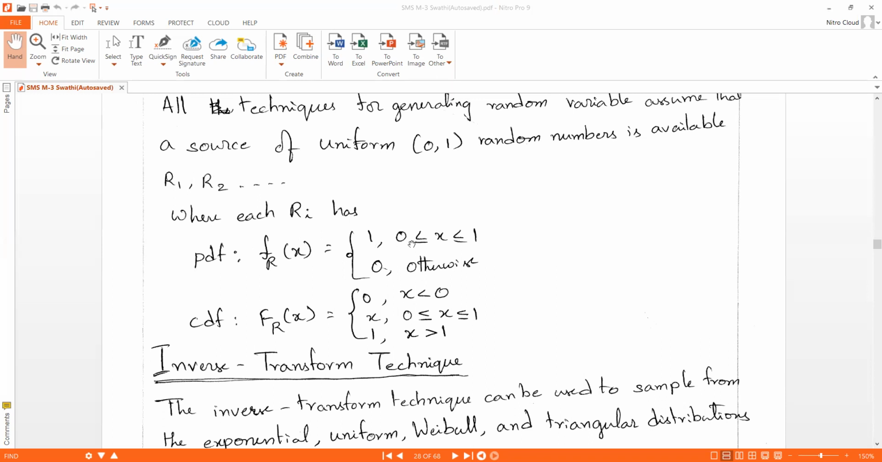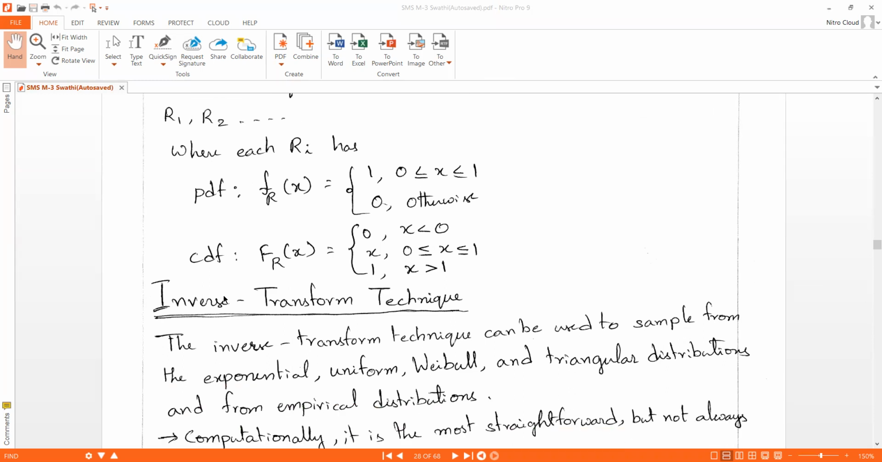f_R(x) is equal to 1 if the x value is between 0 and 1, that is, greater than 0 and less than 1. Then only f_R(x) will be 1, and otherwise f_R(x) will be 0. That is the PDF. The CDF: F_R(x) is equal to 0 if x is less than 0, F_R(x) is equal to x if 0 less than or equal to x less than or equal to 1, and F_R(x) is equal to 1 if x is greater than 1. This is about random variates.